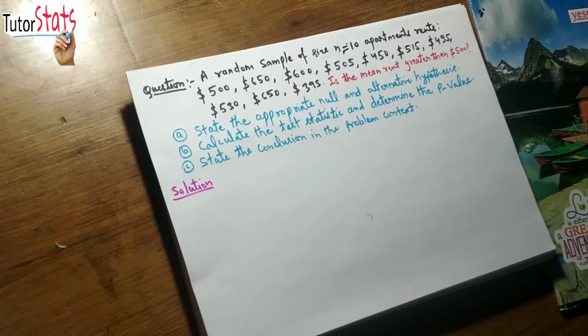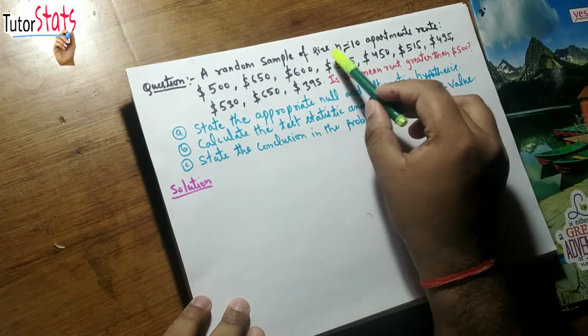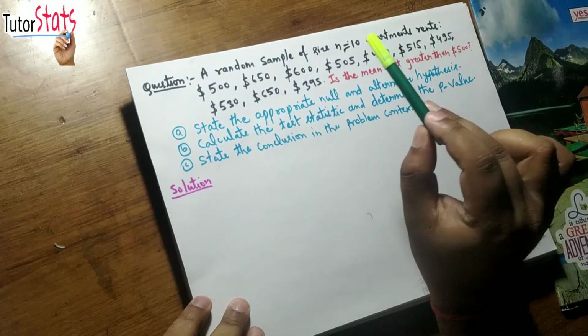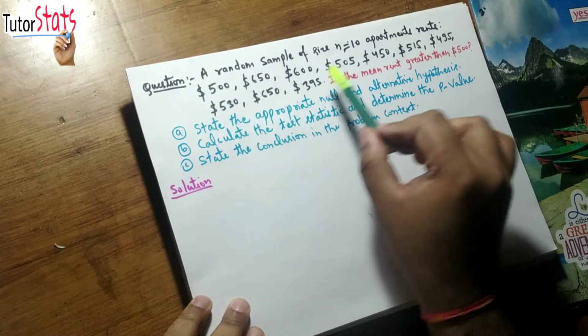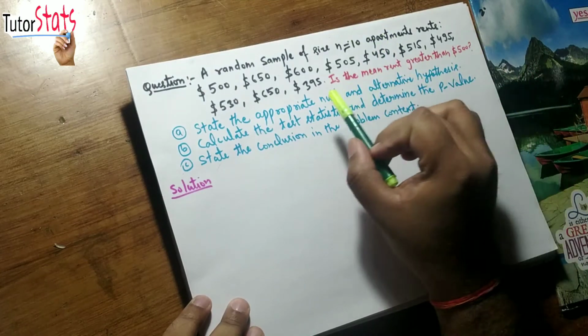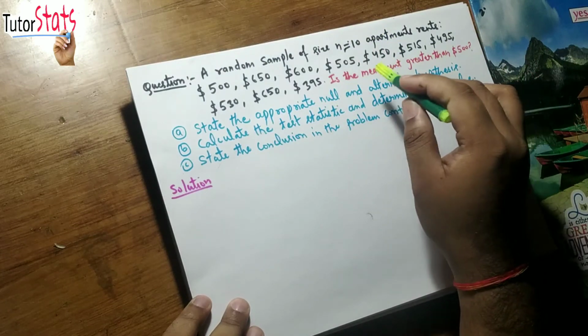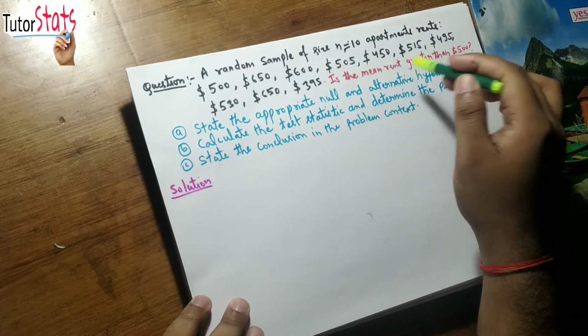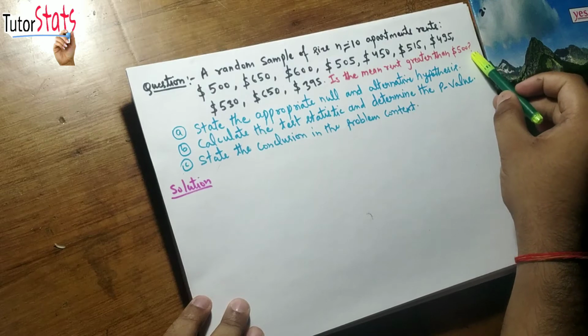In this video, I will discuss a basic problem related to one sample t-test statistic. The problem is a random sample of size n equal to 10 apartment rents. There are 10 observations in a sample size of 10. We have to identify whether the mean rent is greater than 500.